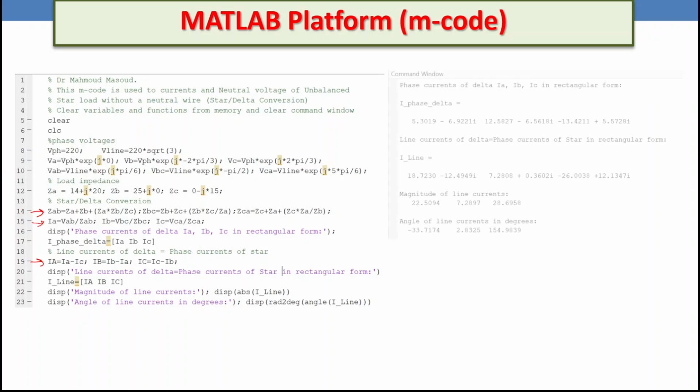So let's look at the results. We have here the phase currents of delta, but we are going to look for the line currents of the star. We have the same answers: 22.5 ampere angle minus 33.7 degrees, phase B current 7.3 angle 2.8, and phase C current 28.7 angle 154.9. Here there is no neutral point because we eliminated it when we converted the star to delta. But now we can calculate the power, if you like, for the star connection or from the source side.